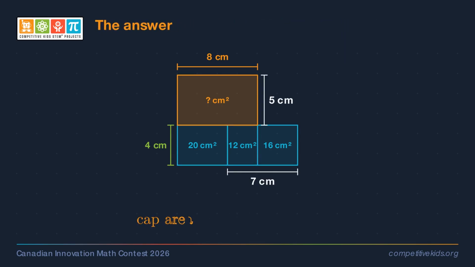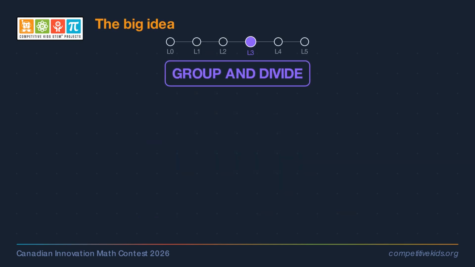The cap area is 8 times 5. That is 40 square centimeters. This is the group and divide rule. When rectangles in a row share a height, group their areas. Group their widths. Divide one by the other to reveal the shared height.